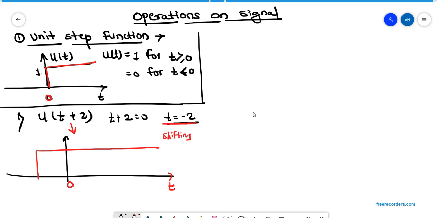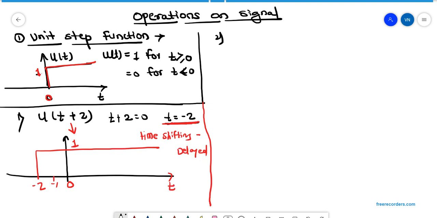This type of shifting is called time shifting, and the name of this time shifting is a delayed signal. Why? Because the signal starts from minus 2, since it is shifted by minus 2. That's why it's called a delayed time shifting. The amplitude stays the same as the original amplitude of one. So this is one time shifting example.